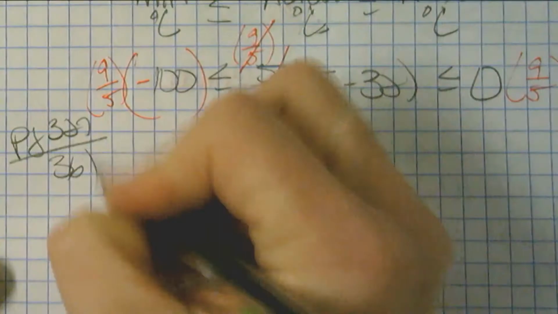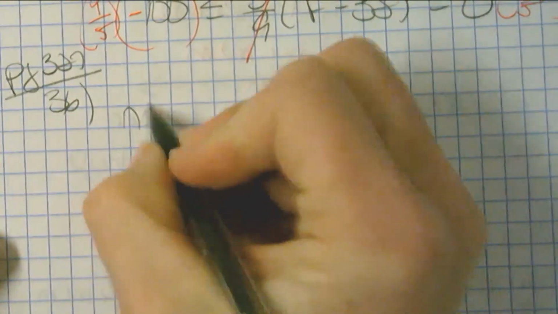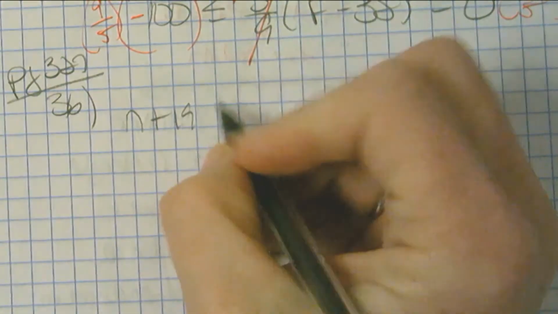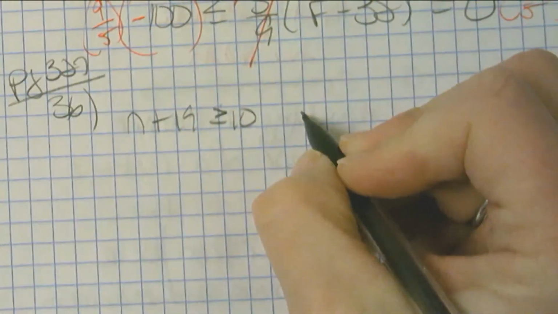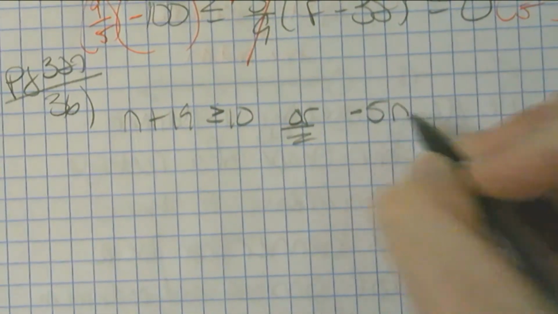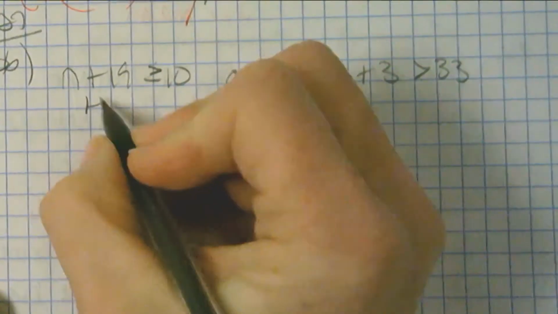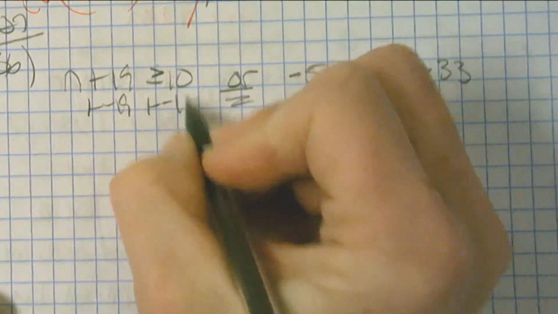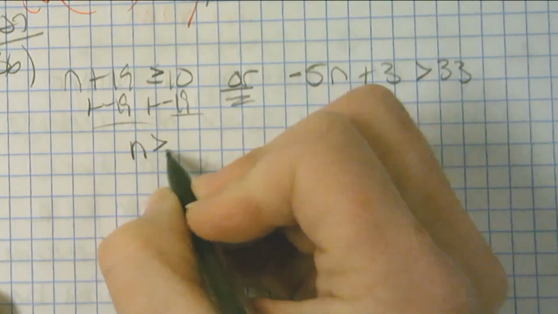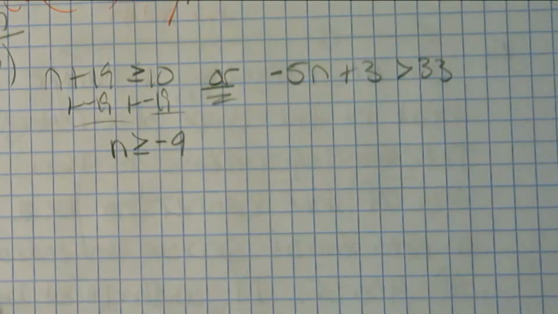So if I take a look at 36, 36 said that n plus 19 is greater than or equal to 10, or, don't forget that's an or, negative 5n plus 3 is greater than 33. Okay, so I'm just going to solve this. I'm going to add a negative 19. So I get n is greater than or equal to negative 9. I think I did that right.